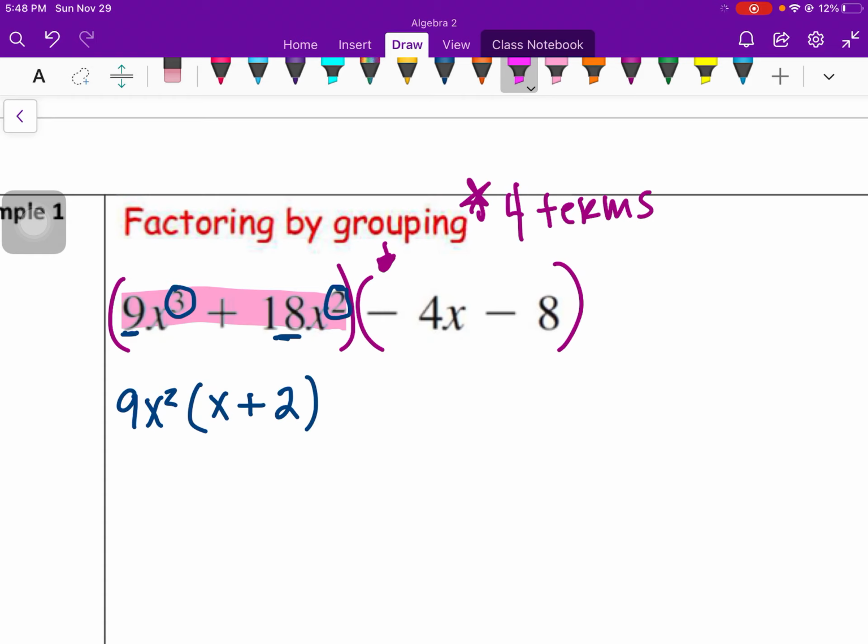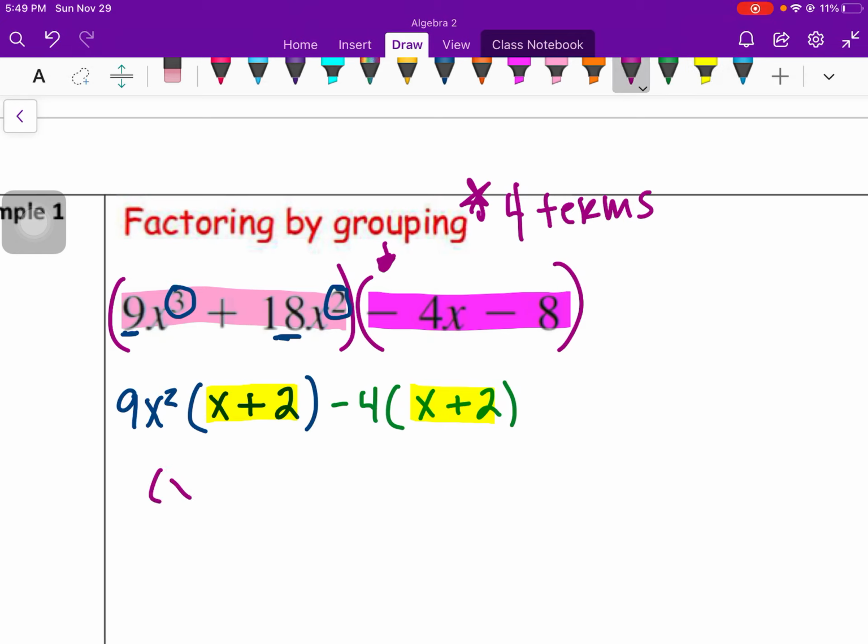In these next two terms, negative 4x minus 8, I can take out a negative 4. And then I'm just left with an x. Negative 4 times a positive 2 gives me a negative 8. So now we notice, exactly like when we did our factoring in the last unit, I've got a plus 2 in both of these. So I'm going to pull my x plus 2 out front, and that's going to be multiplied by these two terms. So I've got a 9x squared minus 4.